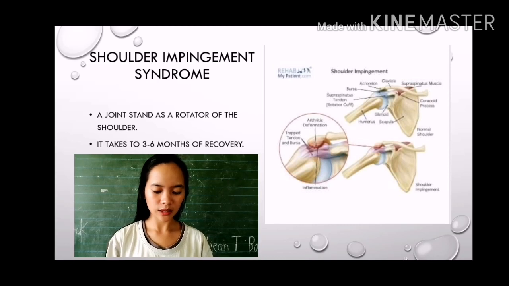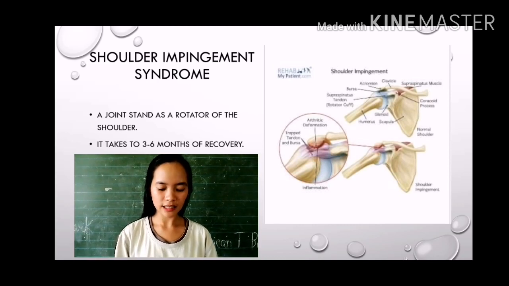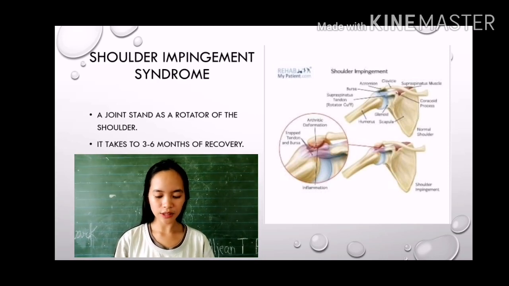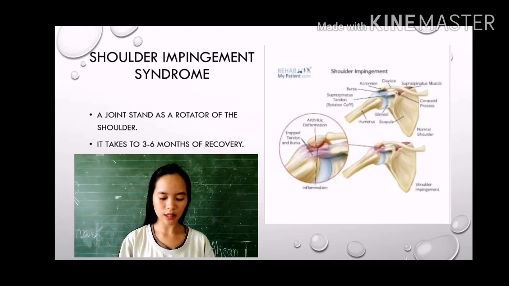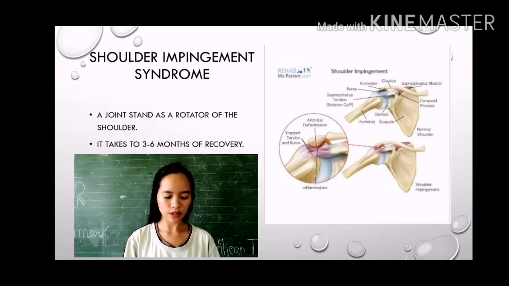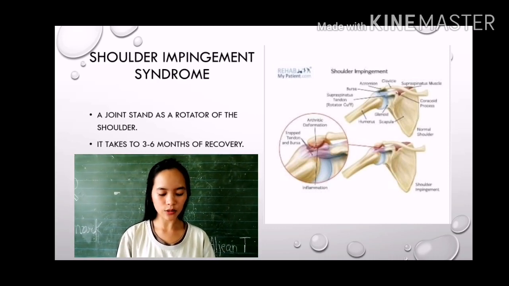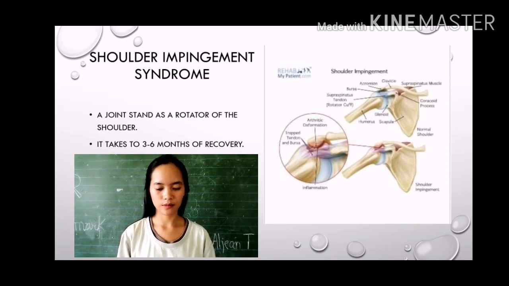Shoulder impingement syndrome. The joint acts as a rotator of the shoulder. To prevent this syndrome, increase your training gradually at a reasonable rate. Do not do too much too soon, and balance your muscle training. It takes 3 to 6 months of recovery.